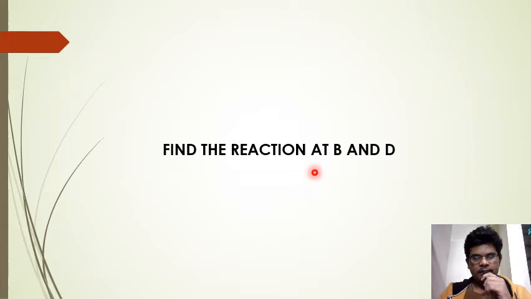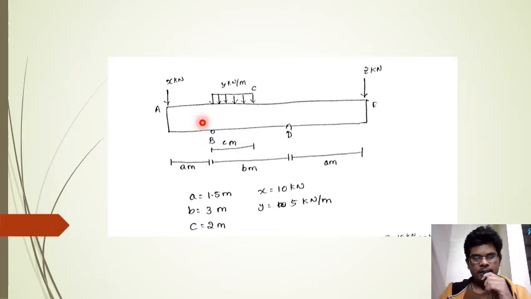First we are going to find the reactions at B and D. Now in the beam, as we can see here, it is 10 kilonewtons and here it is 10 kilonewtons, and now we are going to convert this UDL into a point load, that is Y into the distance, that is Y into C. Y is 5 kilonewtons per meter and C is 2 meters, that gives 5 into 2, 10 kilonewtons. That is the point load acting at a distance of 1 from B.